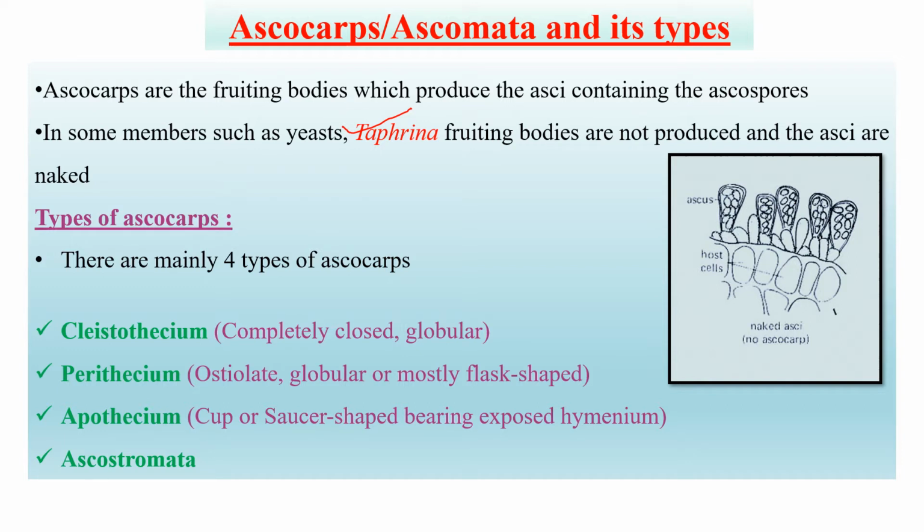And now let us see what the different types of ascocarps are. There are mainly four types of ascocarps: first Cleistothecium, second Perithecium, third Apothecium, and fourth Ascostroma. Cleistothecium is a completely closed and globular structure, and Perithecium is globular but mostly flask shaped, provided with the ostiole. And Apothecium is a cup or saucer shaped structure bearing exposed hymenium. And the fourth one is Ascostroma. So now let us discuss each one separately.